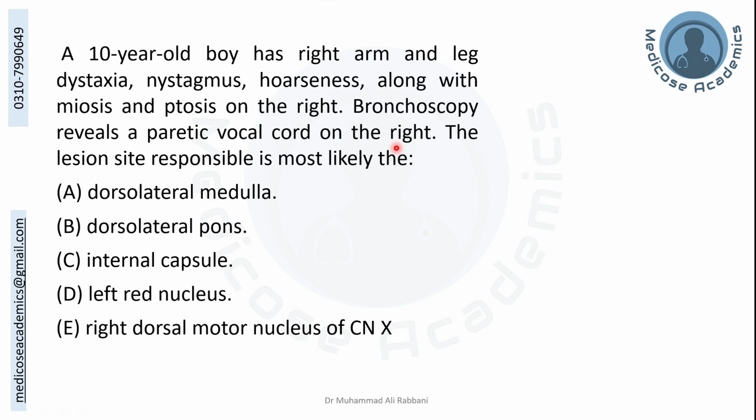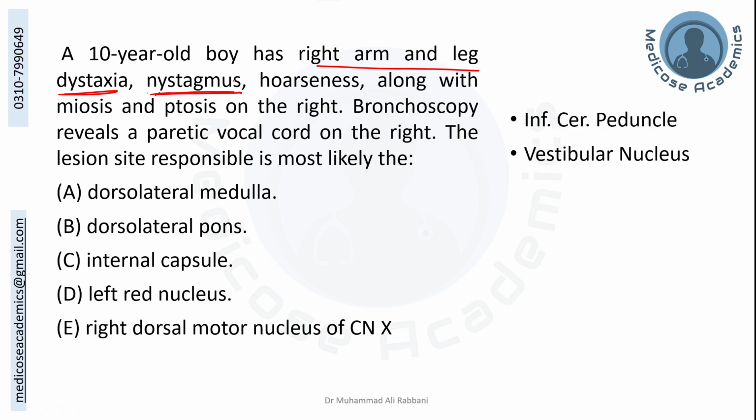So the first item that I would like you to do is figure out what structures are involved. He has arm and leg ataxia and nystagmus. Ataxia has something to do with the cerebellum, so the inferior cerebellar peduncle is involved here. Nystagmus is due to lesions of the balance nuclei, the vestibular nuclei. So the vestibular nucleus is affected.